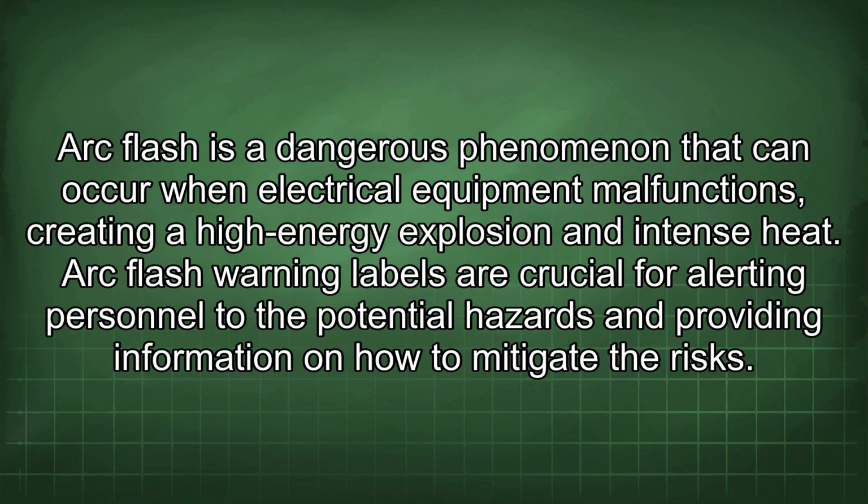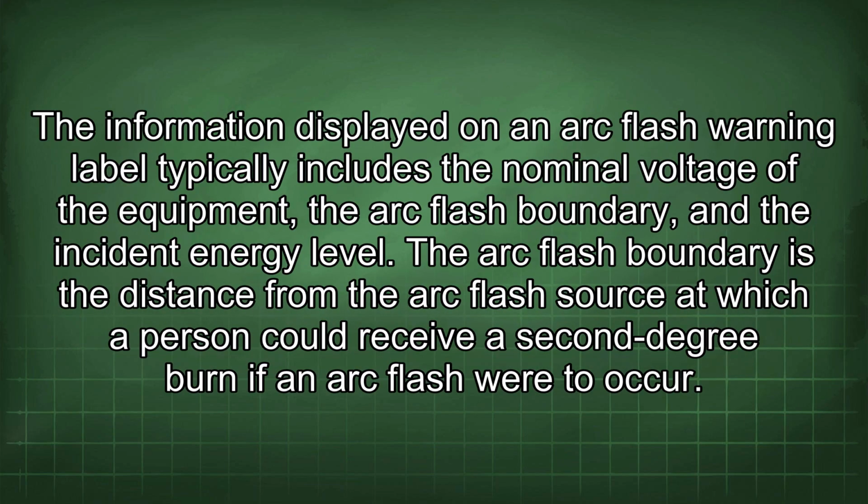Arc flash is a dangerous phenomenon that can occur when electrical equipment malfunctions, creating a high-energy explosion and intense heat. Arc flash warning labels are crucial for alerting personnel to the potential hazards and providing information on how to mitigate the risks. The information displayed on an arc flash warning label typically includes the nominal voltage of the equipment, the arc flash boundary, and the incident energy level. The arc flash boundary is the distance from the arc flash source at which a person could receive a second-degree burn if an arc flash were to occur.